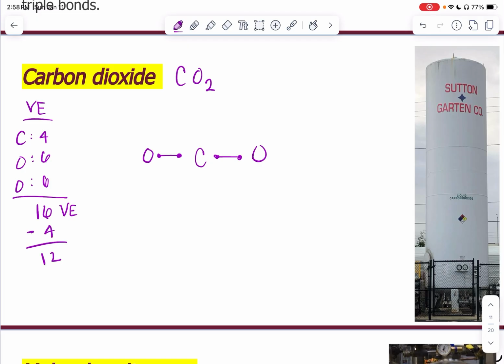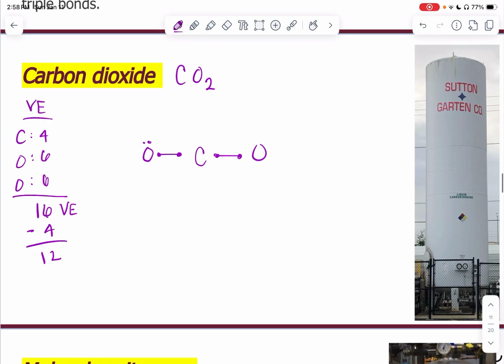Now I'm going to sprinkle those 12 around until I give everyone an octet or until I run out. Try to do this symmetrically. I start on the outside. So I'm going to go 1, 2, 3, 4, 5, 6. So we're down to 6 now. And then 1, 2, 3, 4, 5, 6.